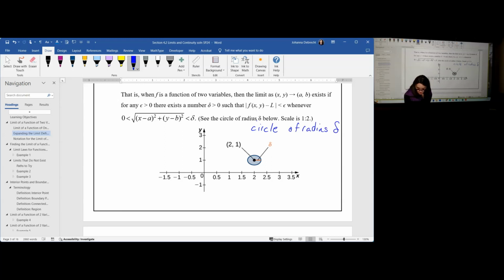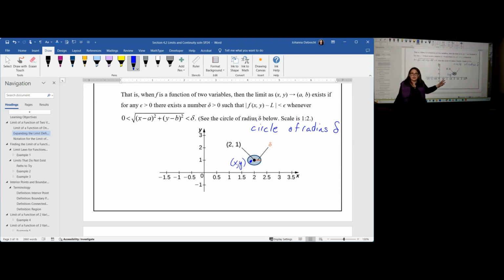If it is true that if I take any value that's inside that circle, x, y, and I take any path within that delta disk to get from xy to the point AB, and for all of those infinitely many paths, I come up with the same limiting value, and that is the limit of the function as xy approaches 2, 1. Now, the choice of delta depends on how close you want the z value, the dependent variable, to be to the limiting value.